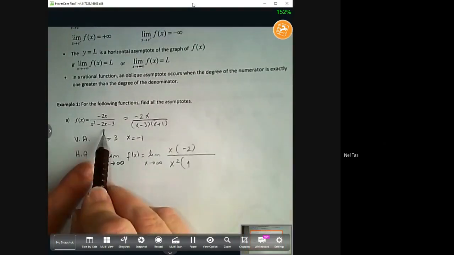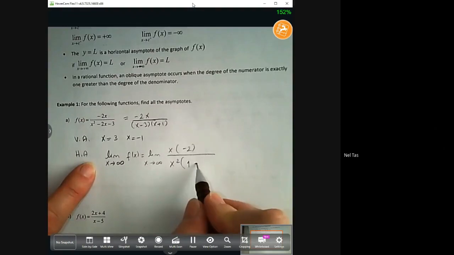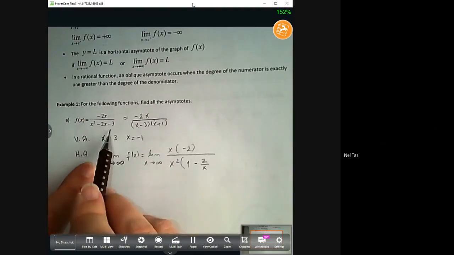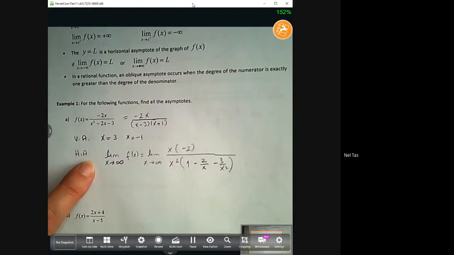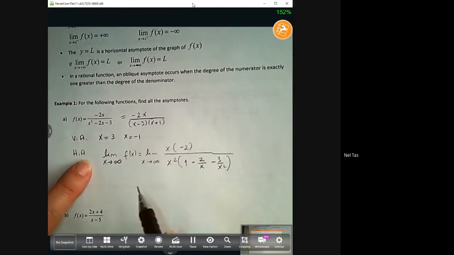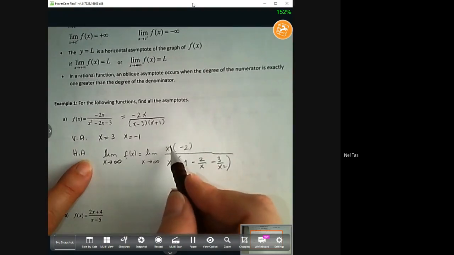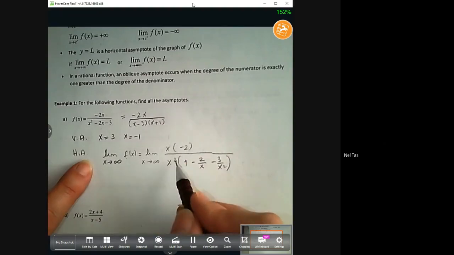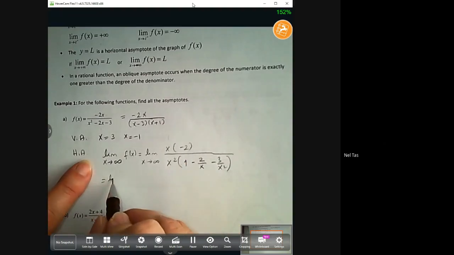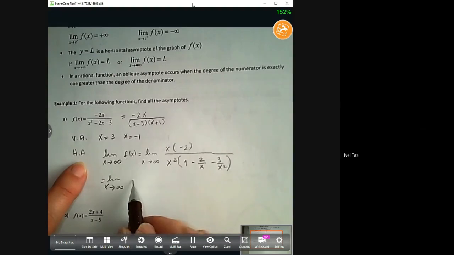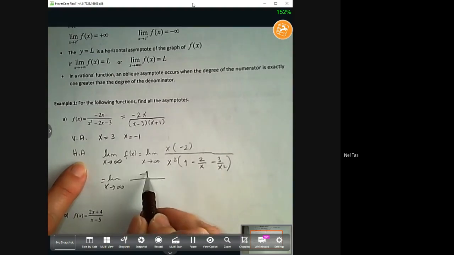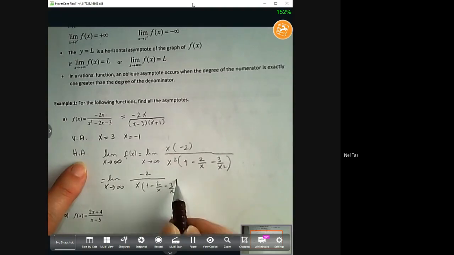x squared divided by x squared gives you 1. Negative 2x divided by x squared gives you negative 2 over x. Negative 3 divided by x squared gives you negative 3 over x squared. If you simplify this, we simplify x and x squared here, and you get negative 2 over x times 1 minus 2 over x minus 3 over x squared.